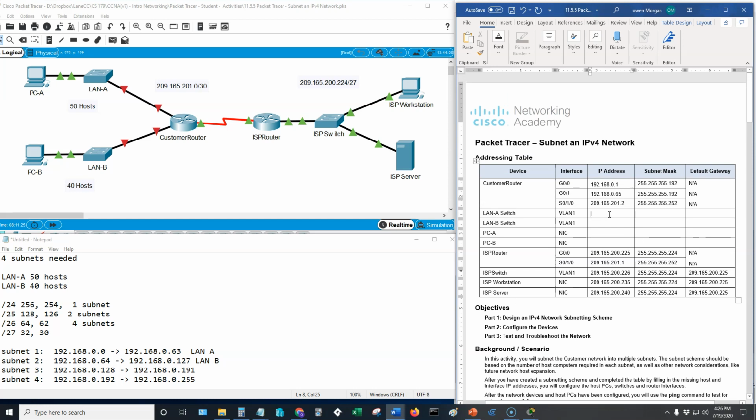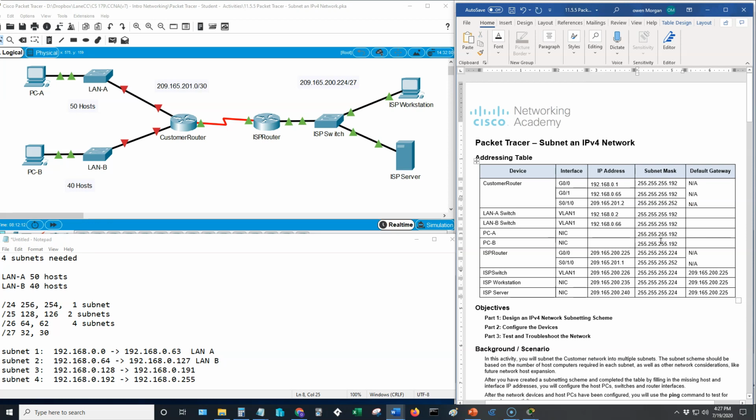So the switch would be the next host address, so we'll make this a 2. And as normal, our subnet mask will be the same. For our next subnet, our switch will be the next host address, or .66. And again, our subnet mask is the same.